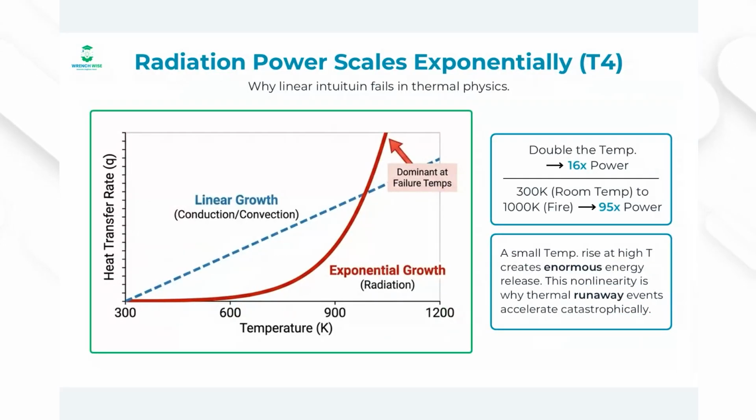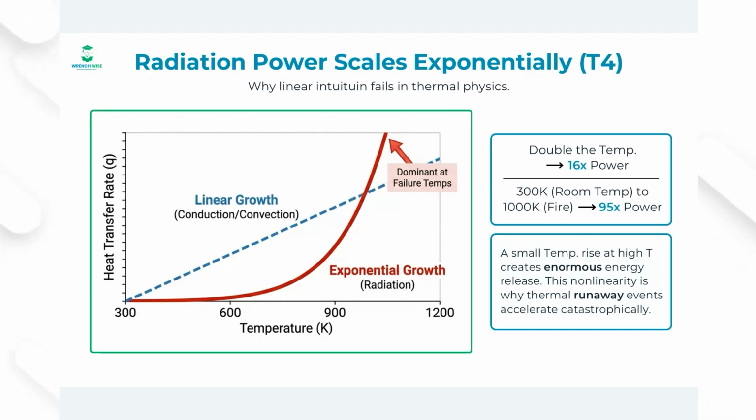So as engineers, our intuition is often linear. We are used to conduction and convection. In those modes, if you double the temperature difference, you roughly double the heat transfer. But radiation breaks that particular rule. It doesn't grow linearly, it grows exponentially. So the governing equation that we saw previously, Q is equal to sigma times T to the power 4, that exponent of T to the power 4 is the most dangerous number here in thermal physics.